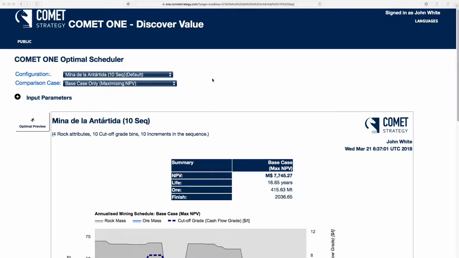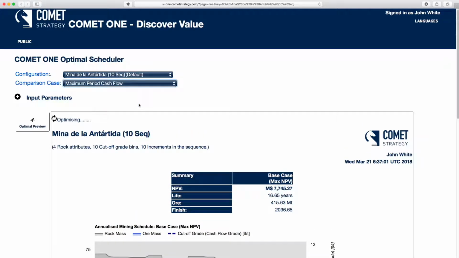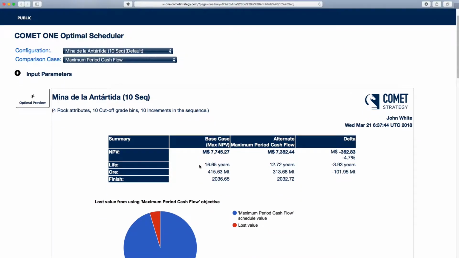This next video is going to be about comparing another two different objectives. The first objective is maximising the net present value, which is our base case. The second objective is going to be maximising the period cash flow. So we're going to be selecting this maximising the period cash flow option for our comparison case, and we're going to be using the 10 sequence Antarctica mine. I'm going to be focusing on analysing the results from this case.